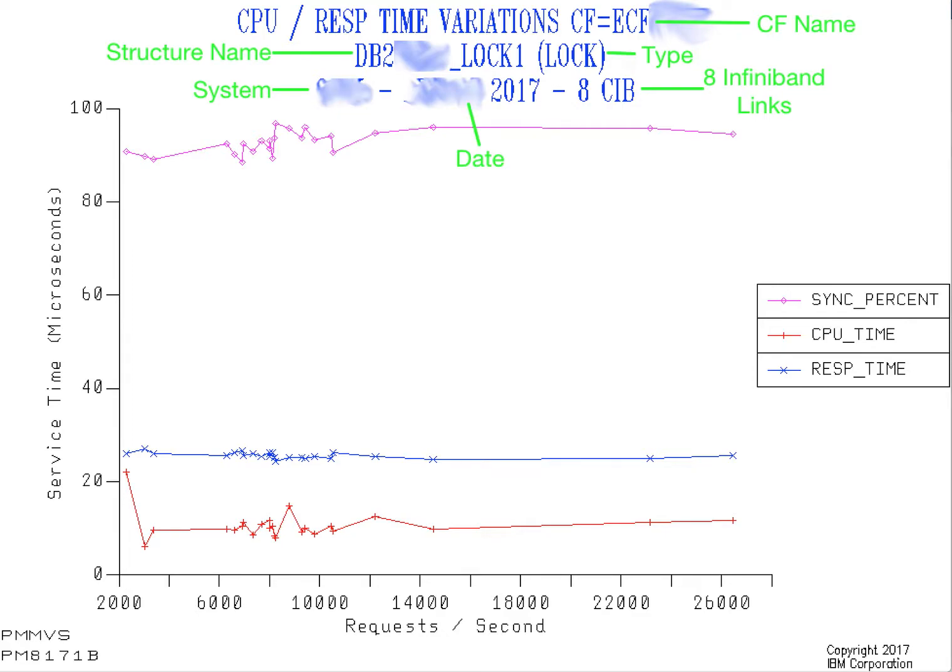And to the right, marking up the types of links, in this case InfiniBand links, and 8 of them. CIB is the acronym for InfiniBand. Along the x-axis we have, unusually, not time of day, but request rate. And the vertical axis is a whole bunch of different things. So we have the synchronous percent in purple, we have the CPU time per request in red, and the response time in blue.